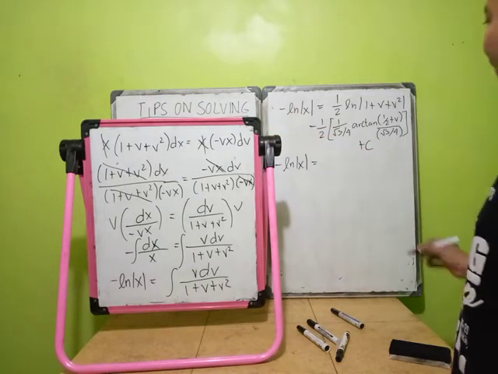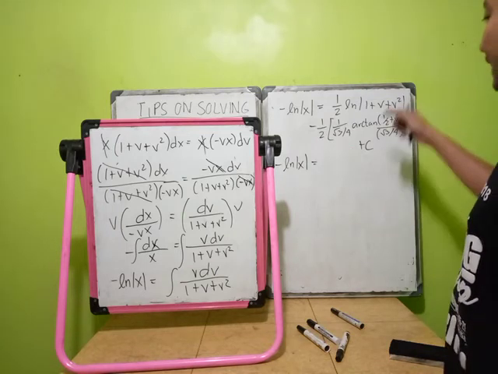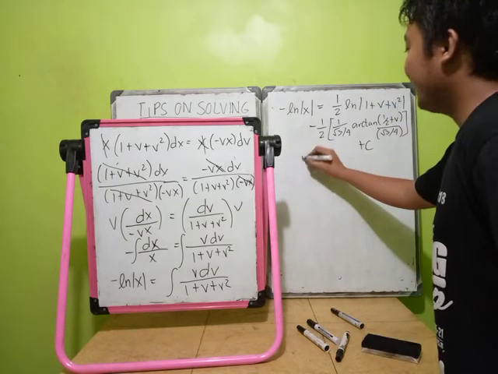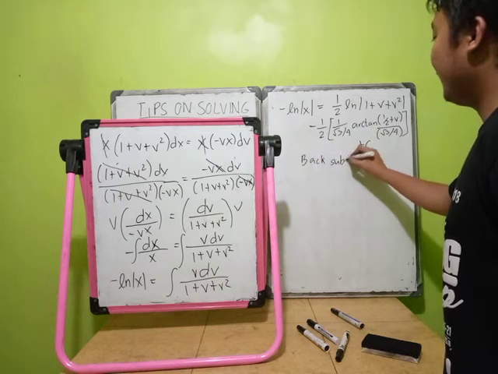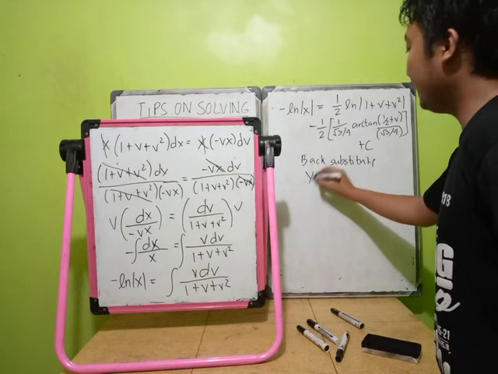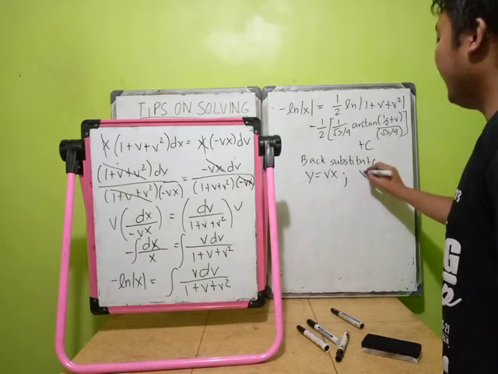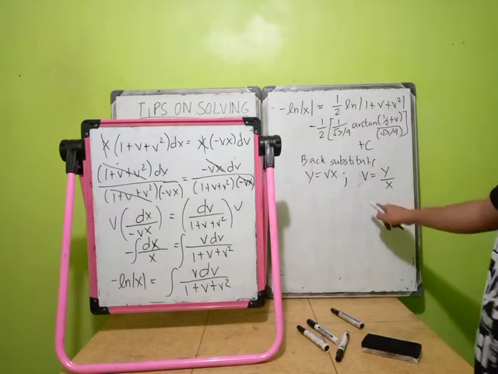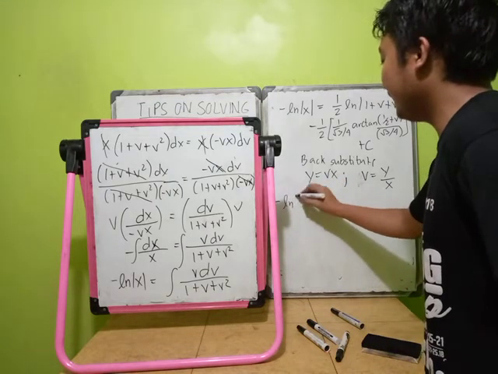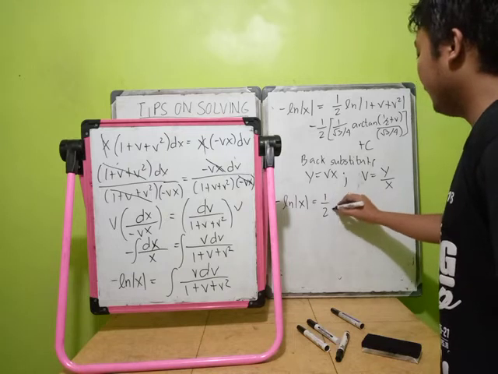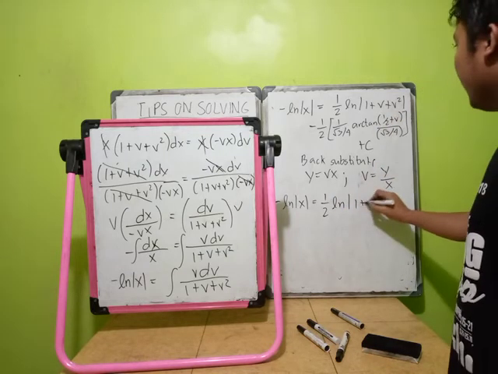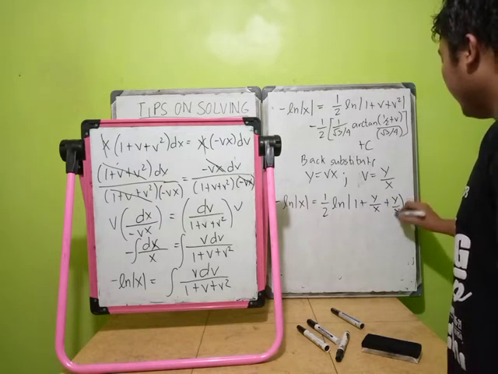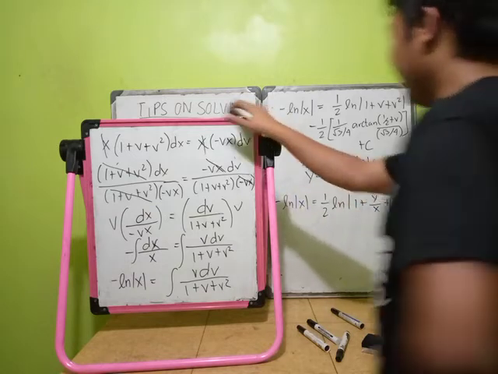Is equal to, i-back substitute natin. Okay? Back substitute. We know that y is equal to vx. So therefore, v is equal to y over x. Diba? So therefore, i-replace natin. So negative ln of x is equal to 1/2 ln of 1 plus y over x plus y over x squared. Okay?